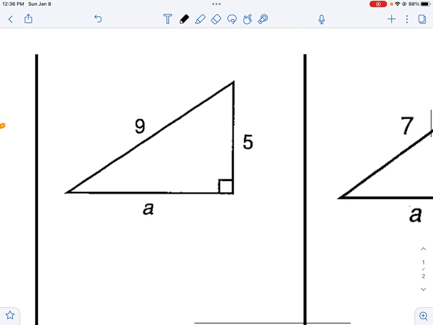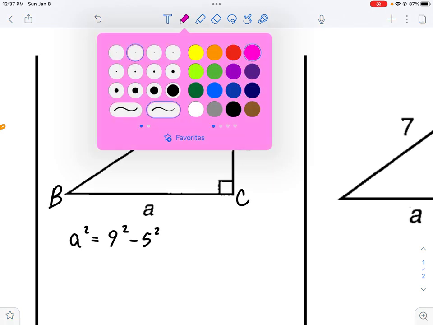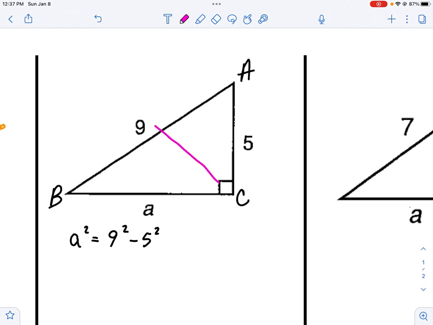On this one, this is going to be capital A. Let's make this B then, and let's make this C. First, we need to find A. So A squared is going to be 9 squared minus 5 squared, again because this is the right angle, making this the hypotenuse. And we learned the Pythagorean theorem.